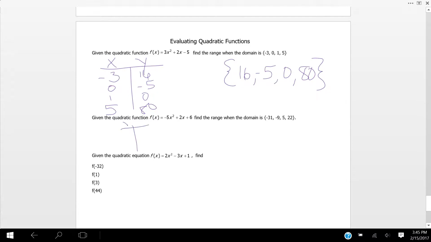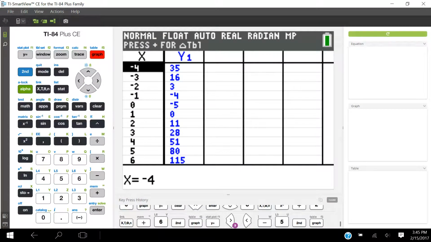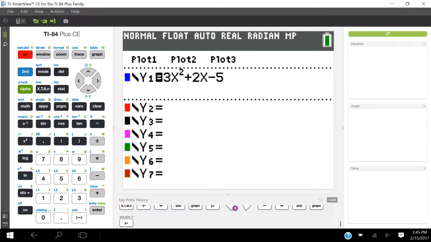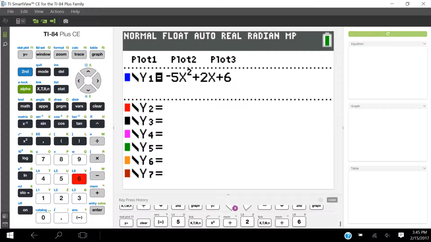Okay, so let's do the next one. Same thing. We're going to do our x and our y. We're still doing domains. So we have -31, -9, 5, and 22. So I'm going to go back to my calculator. I'm going to go to y equals. I'm going to clear it out. I'm going to put in -5x squared plus 2x plus 6.